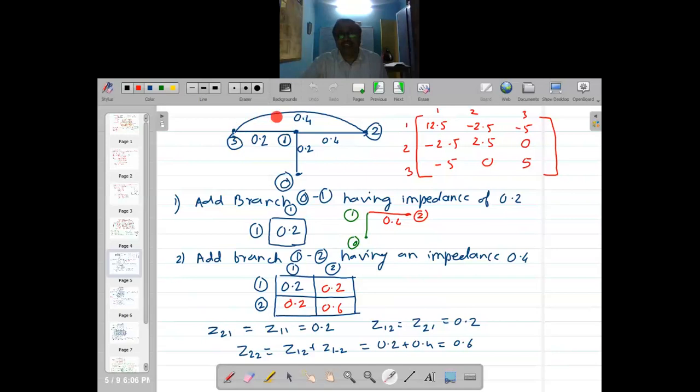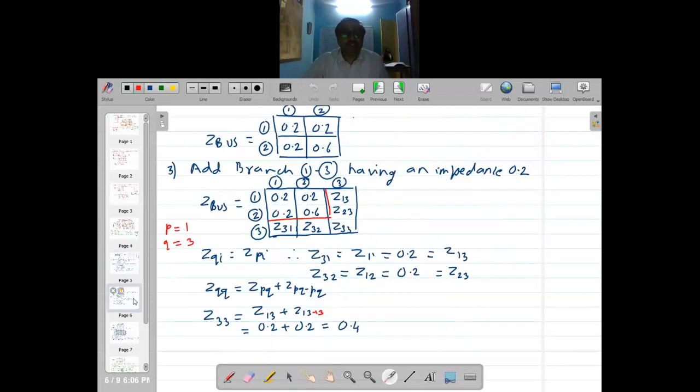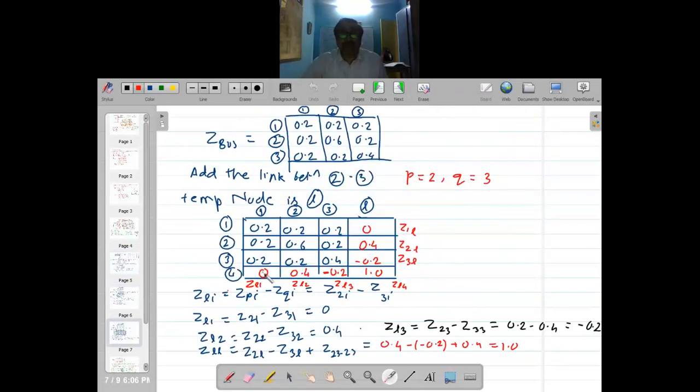Now we add this link 0.4. Now what we add is a link. So for a link we have to do it separately. The algorithm is slightly different. What we do for the link, we form a temporary node L. Okay. Then an additional row, an additional column is there, and now L is connected between two existing nodes, this link is there. Which are the two existing nodes? 2 and 3.